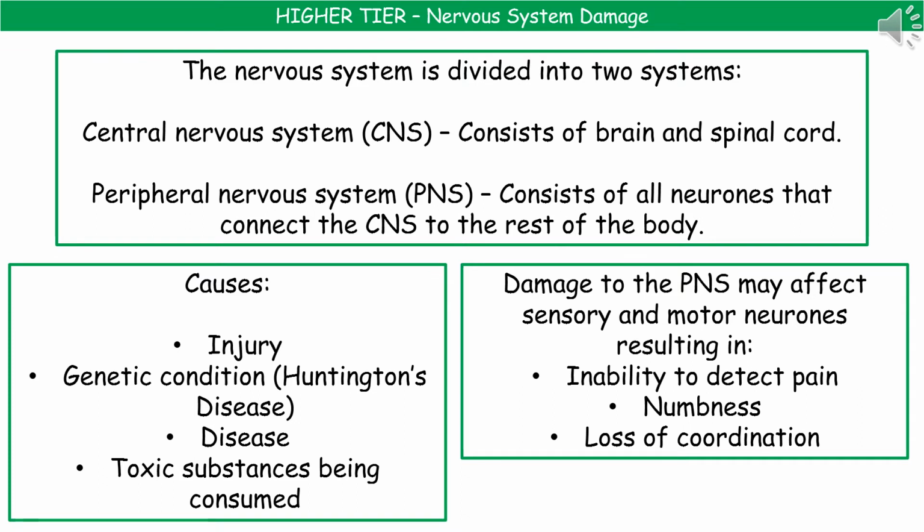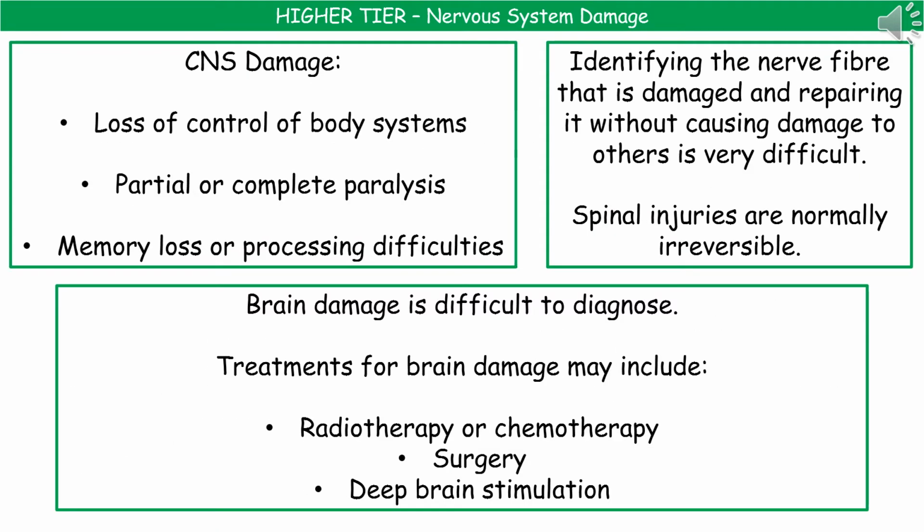If it's damage to the peripheral nervous system, then that's going to be affecting the sensory and motor neurons. So this might result in your inability to detect pain. It might lead to numbness or a loss of coordination. If we're talking about damage to the central nervous system, then we could see the loss of control of entire body systems. You might have partial or complete paralysis, and there may also be memory loss or processing difficulties depending on where has been damaged.